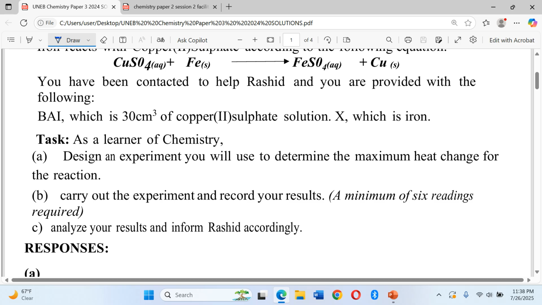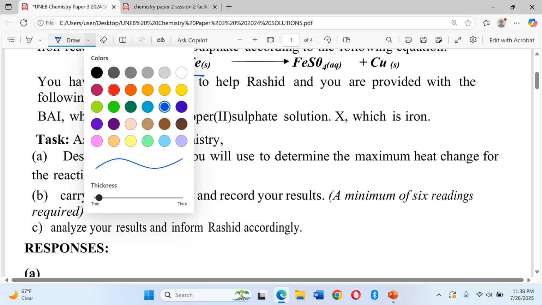So let's see what we do. But the number one thing, we need to see what is the problem in the scenario. This is Rashid, who wants to generate heat through the reaction between copper sulfate and iron. What do we notice in this? That this is copper(II) sulfate reacting with iron. We can see that it is called the displacement reaction.